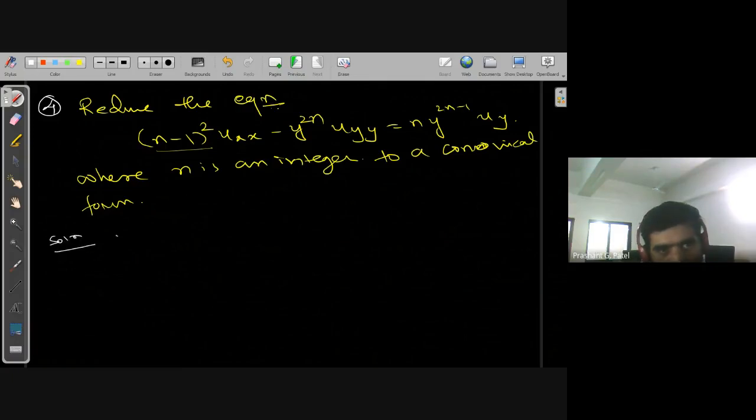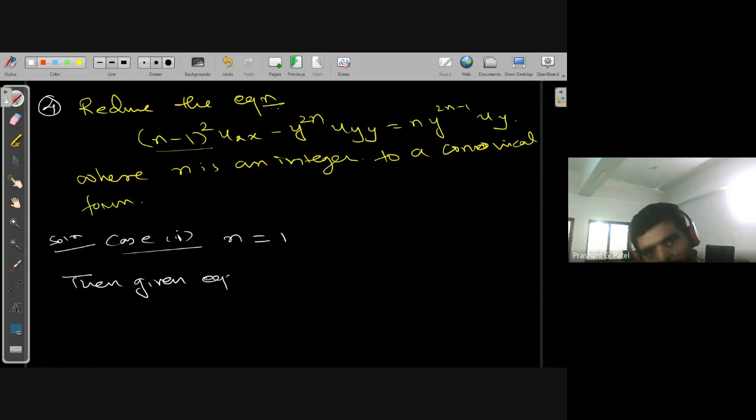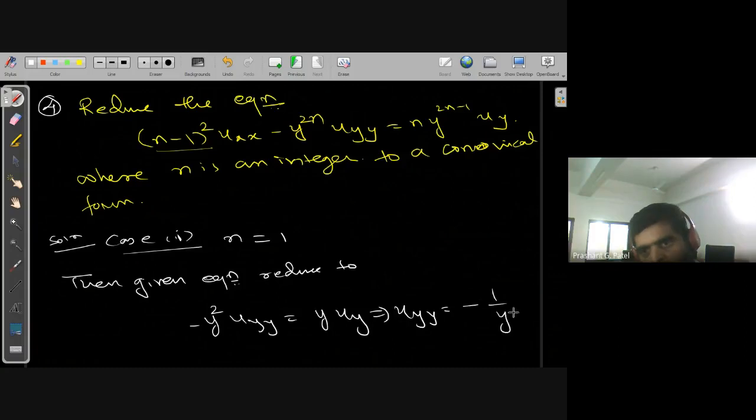So solution, case number 1, n equal to 1. Then the given equation reduces to, this term is 0, so you have minus y power 2 uyy equal to, this is 1, 2 raised to 2 minus 1, so it is y uy. So this implies uyy equal to minus 1 by y uy.